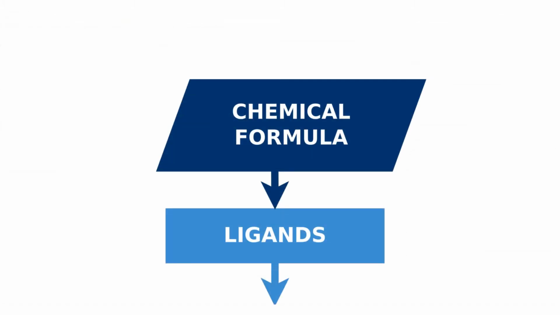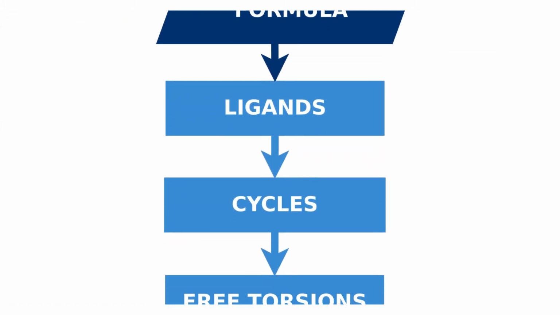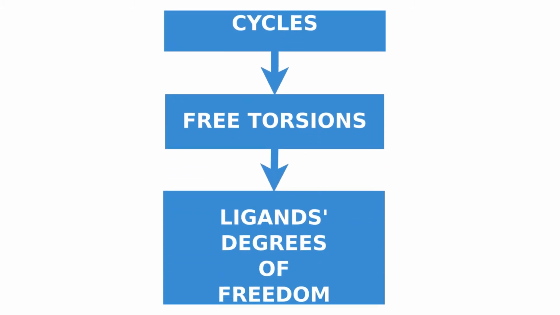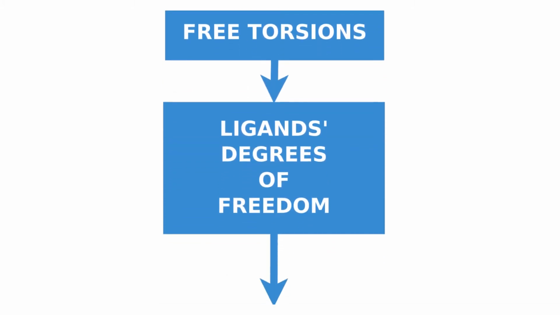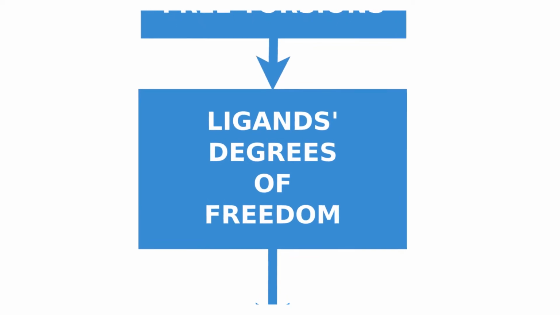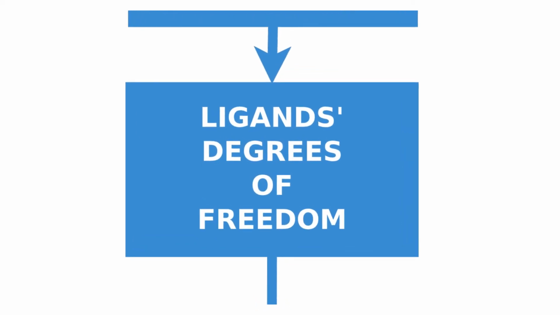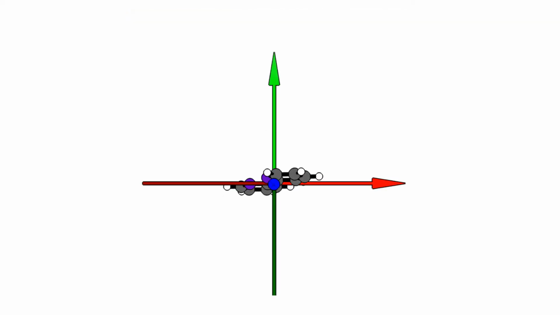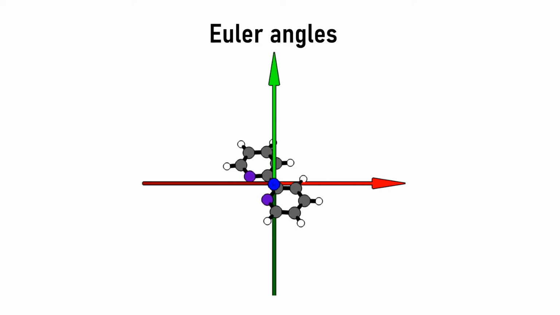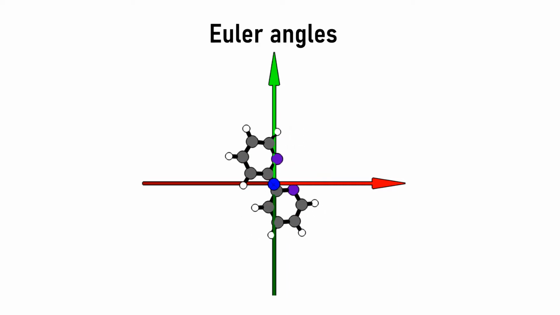At this point, the algorithm will analyze the ligands, one by one, looking for cycles, free torsions, and defining the ligand's degrees of freedom. Let us now examine the ligand's degrees of freedom, one by one. First, the Euler angles around the geometric center of the ligands.